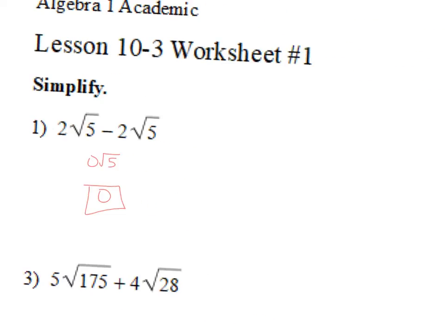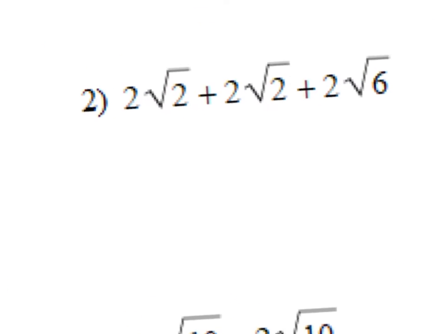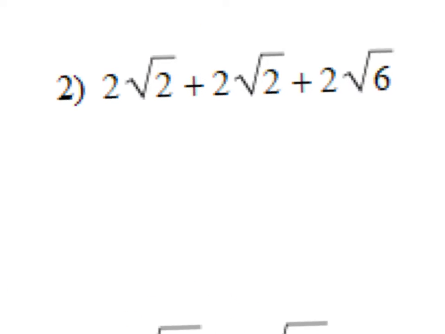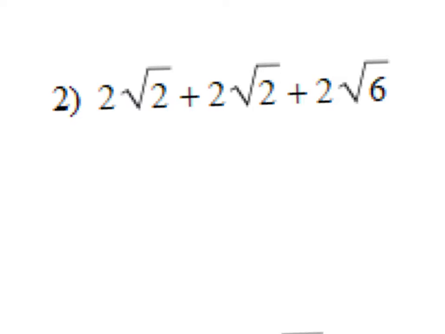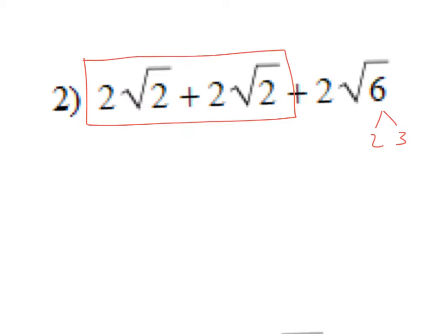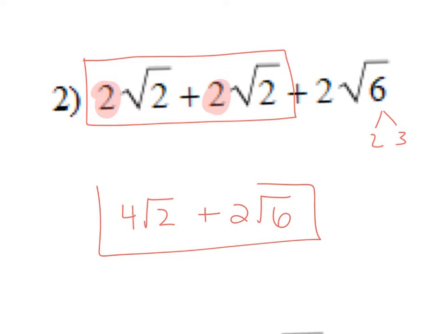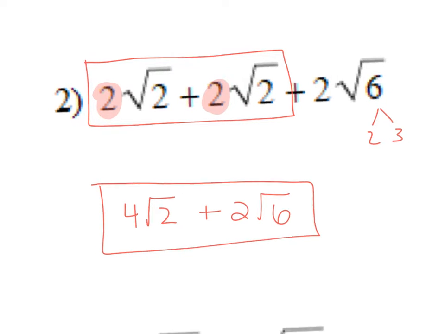Okay, all right, the next problem here. All right, so the 2's can't break down. The 6 breaks down to 2 and 3, but nothing will pair up and move out. Again, you can only combine like square roots, so I can put those together and have 2 plus 2 is 4 root 2. Okay, so again, all I'm doing is adding the outside numbers. And then because of the square root of 6, I'm going to have 2 root 6 because I can't add up the square root of 2 and the square root of 6.